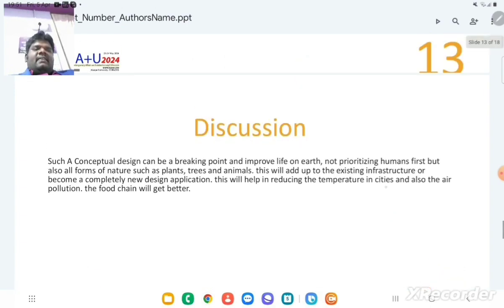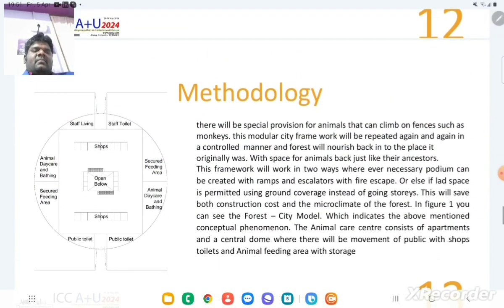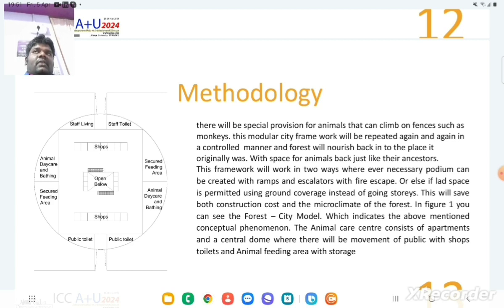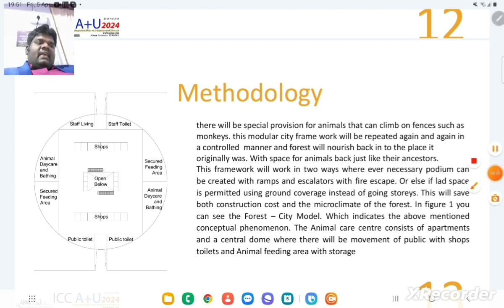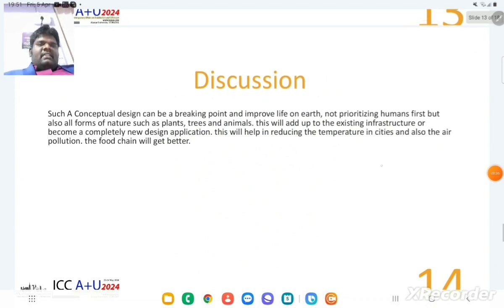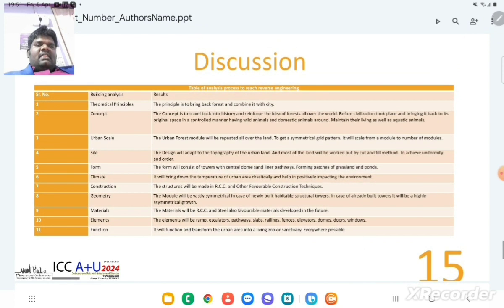So basically this design can be implemented on new cities which can have this kind of grid pattern on the ground level, or in already built structural urban areas. We can have G+1 structures which will be the modern forests, and in that structure we will bring back the trees and wild animals. So wild animals, domestic animals, and human beings, these three will live together.